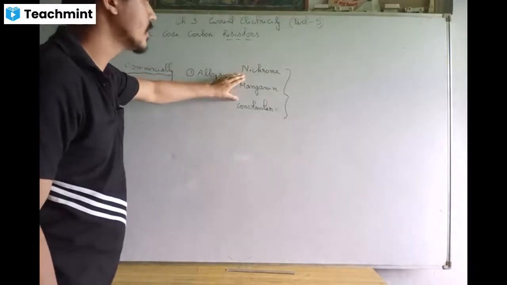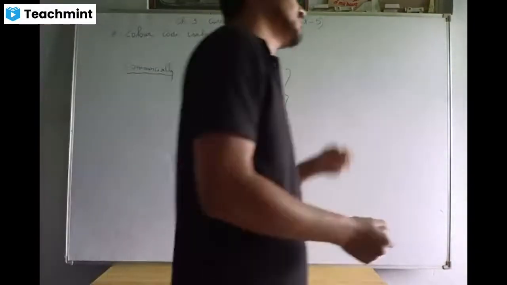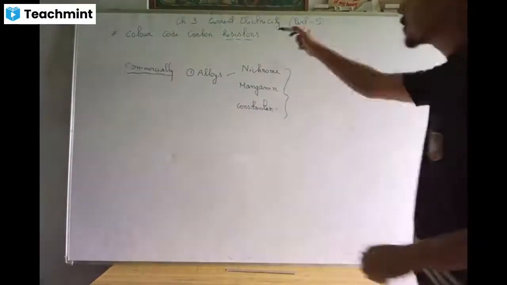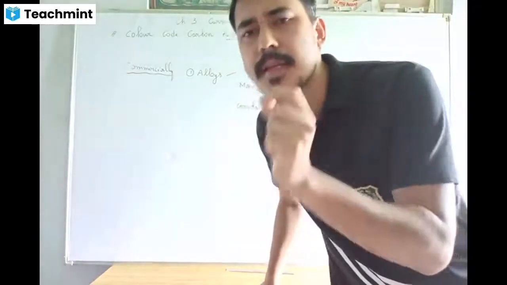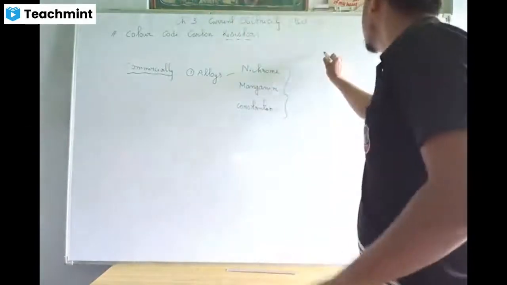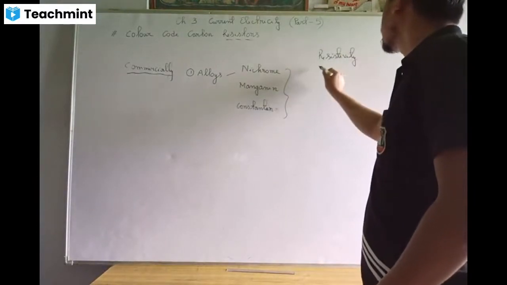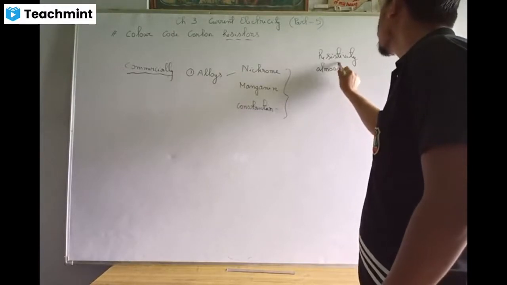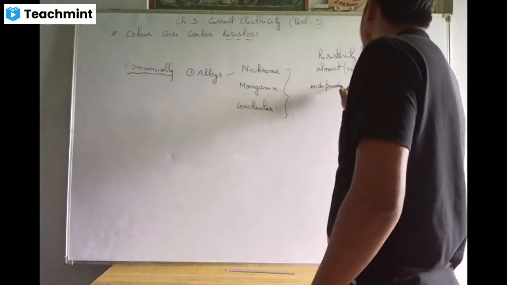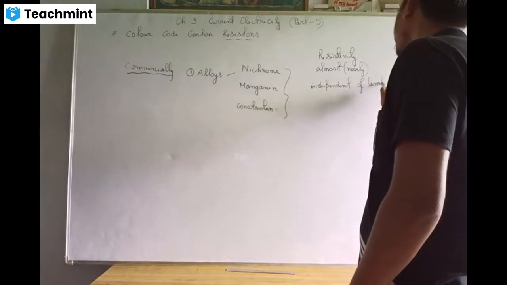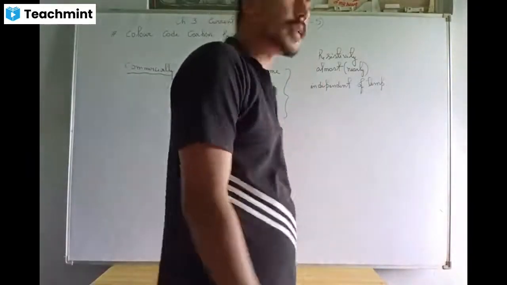Nichrome, manganese, and constantan. These are alloys which we use as resistors. And why do we use these alloys as resistors? Because their resistivity is almost independent of temperature. That is why we use these alloys as resistors, because their resistivity is almost independent of temperature.